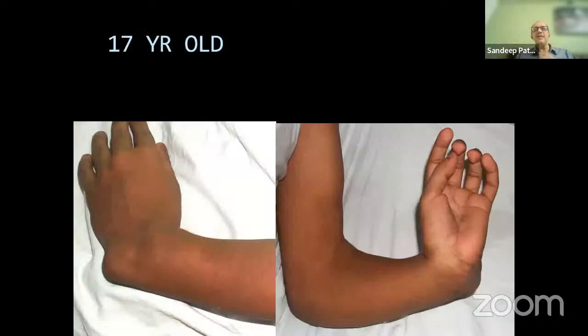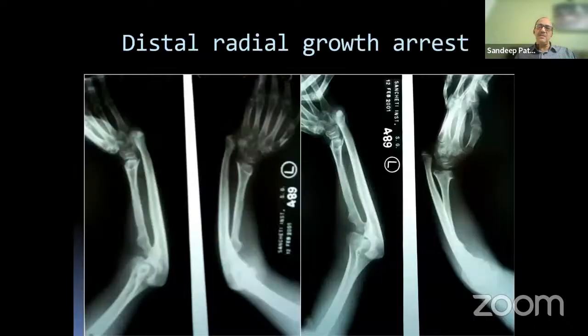Now this 17-year-old child, now this was an adult, near adult. He had suffered a growth arrest as a child and developed an ulnar overgrowth and a manus valgus deformity. This was his X-ray picture. A distal radial growth arrest.